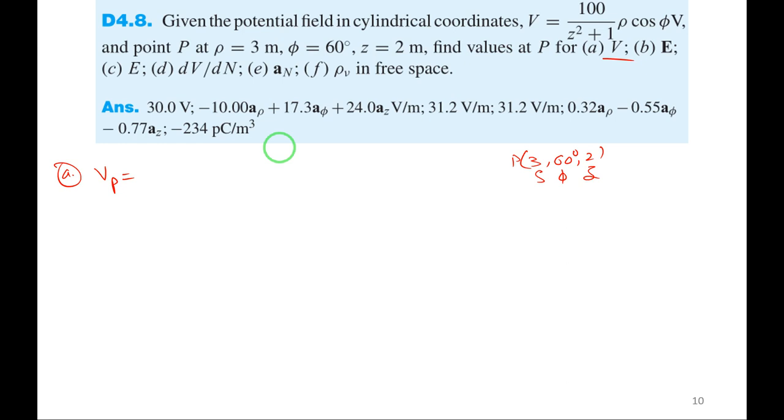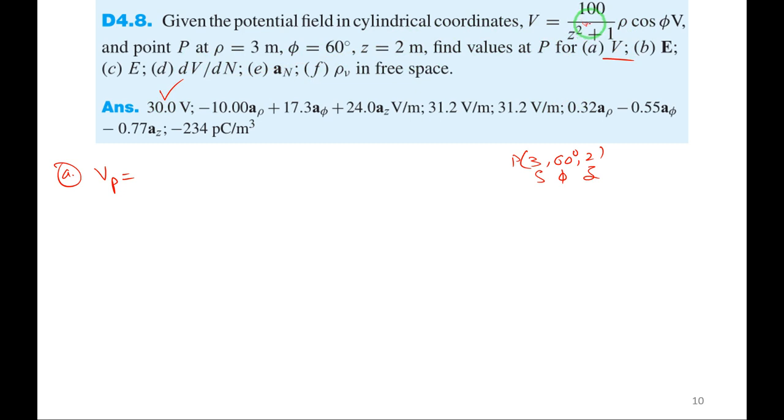100 into rho square. Rho square means 3 square, 3 3 is 9, into cos phi. Cos phi is how much? Phi is 60 degrees, cos 60 degrees. So close the bracket, divided by z square plus 1. What is z? z is 2. 2 square is 4. 4 plus 1 is 5. Right? Divided by 5. So 90 I am getting. Somewhere I have made a mistake. Please check it, because they have given 30. Somewhere I have made a mistake.